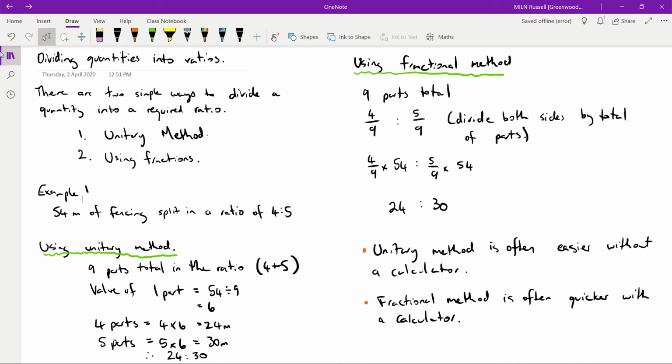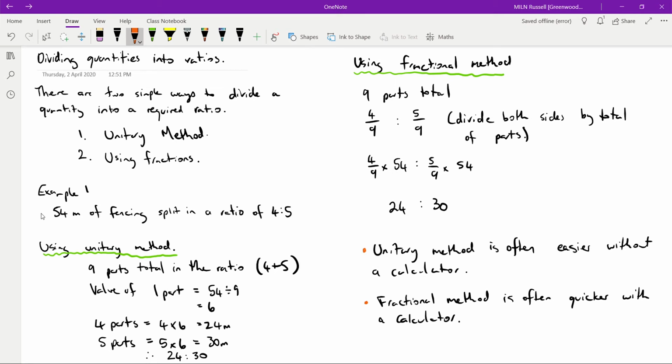The first one's looking at 54 meters of fencing, and with the 54 meters of fencing we're trying to split it up into a ratio of 4:5. I don't know why, but it's just a question. So we want to give 4 parts out of every 9 parts to one person and 5 parts out of every 9 parts to another person. So there are 9 parts total, and that's the important thing to recognize in the unitary method.